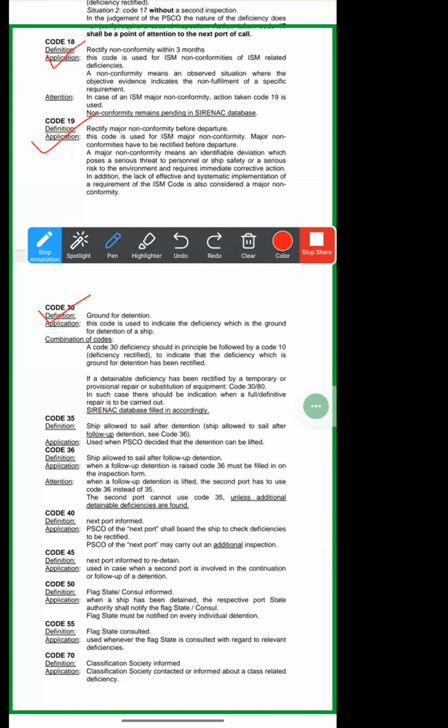ओके, और जब भी आपको डिटेंशन का मतलब क्या होता है? मेजर नॉन कन्फर्मिटी जैसा रहेगा तो डिटेन करेगा। And whenever you are getting a detention, then you need to rectify that particular problem under code 10, because code 10 is for what? Individual deficiency.